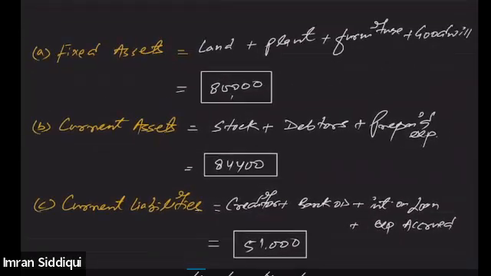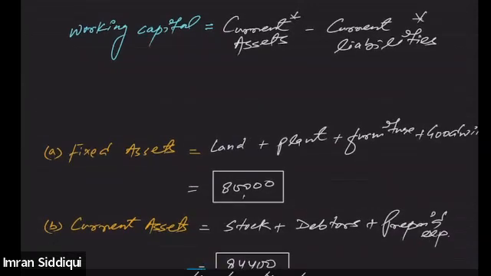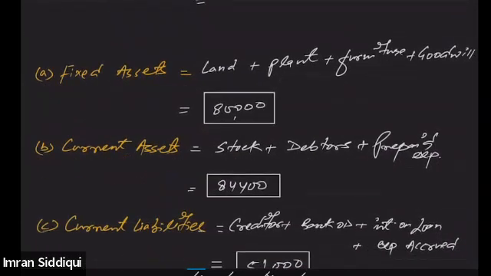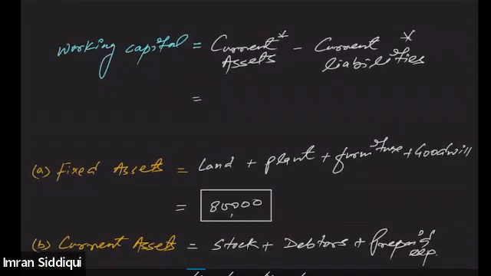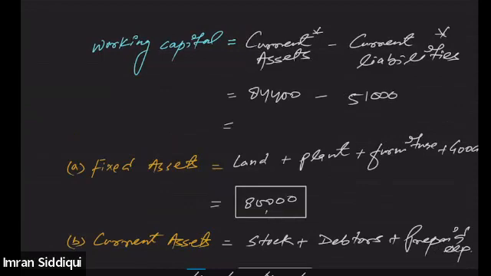And then finally, you need to find out the value of the current working capital. To calculate working capital, we'll simply subtract the current liability from the current asset. We'll take the value of the current asset, 84,400, and out of this, we'll subtract the current liability, which is 51,000 that we just found. Subtracting this, we should be getting 33,400, which is the answer for the working capital.